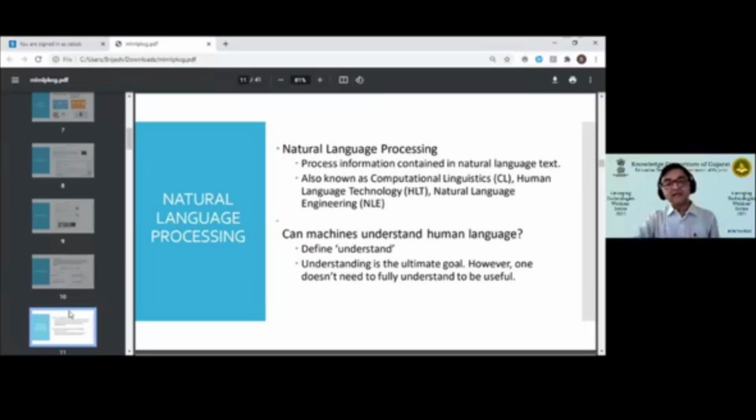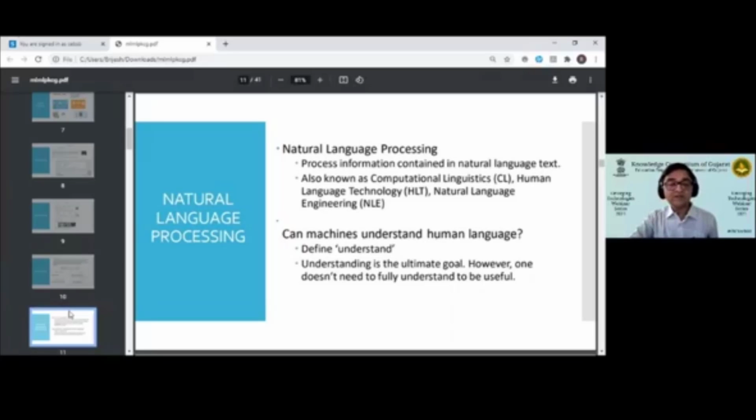So with that, let's come to natural language processing. What is it? All these problems are solved using natural language processing. All these problems are actually natural language processing problems solved using machine learning techniques. So let us see what natural language processing is. Natural language processing is the task of processing information contained in natural language, also known as computational linguistics, human language technology, or natural language engineering.